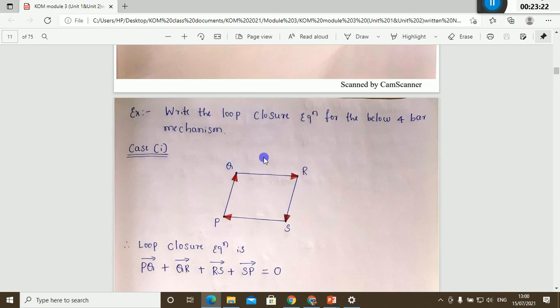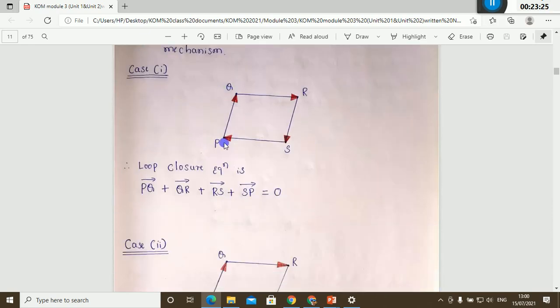In a similar manner, I have taken this 4-bar mechanism. I take this as a reference, moving in a forward direction like this. Just consider a single flow. I'll consider this as positive, and the vectors opposite to this vector are considered negative. So PQ is positive, QR is also moving forward along the same direction as PQ, so it is positive, plus RS plus SP. All are moving in the same order, so there is no negative sign.